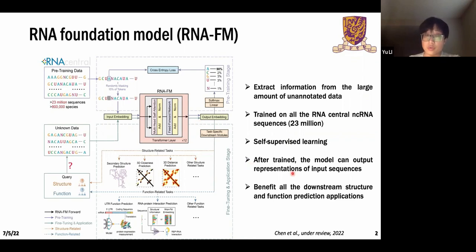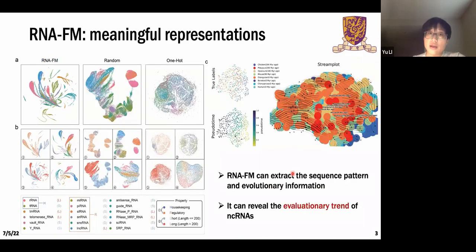Next, I'm going to introduce, first of all, what those embeddings look like, and whether there is some meaning in those embeddings. And secondly, how those embeddings can improve the performance of the downstream application models. Let's first check the embeddings. In fact, we find the embeddings are meaningful. Here, we visualize the entire RNA universe, and we found that with our embedding, those RNAs belonging to different types can be separated naturally.